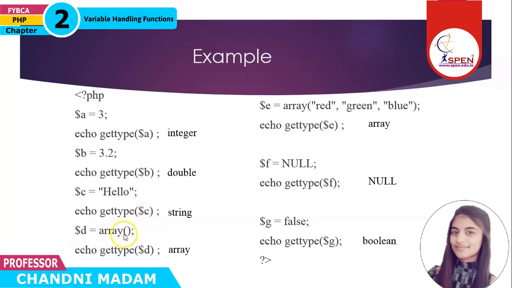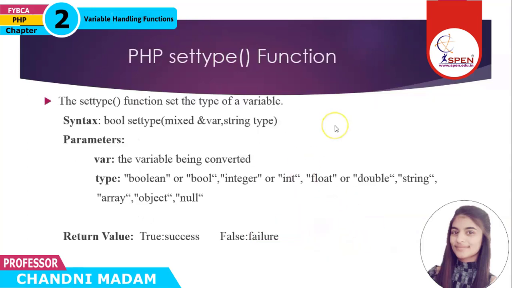Now $d equal to array. So array is also one type of data type, so the $d data type is array, and the gettype function returns array. This is the same as this. Now next is $f equal to null, so the gettype function returns null. And the last data type is false. The value is false, which means false is a boolean data type, so it returns boolean.